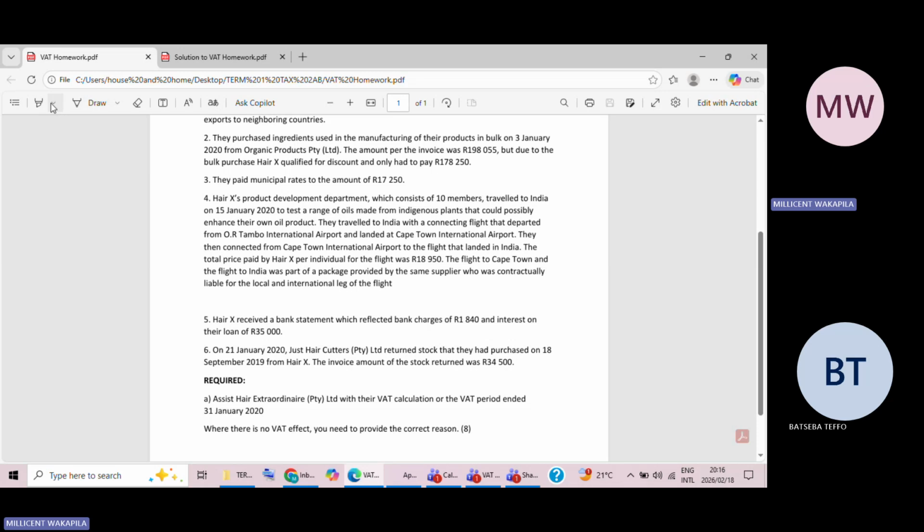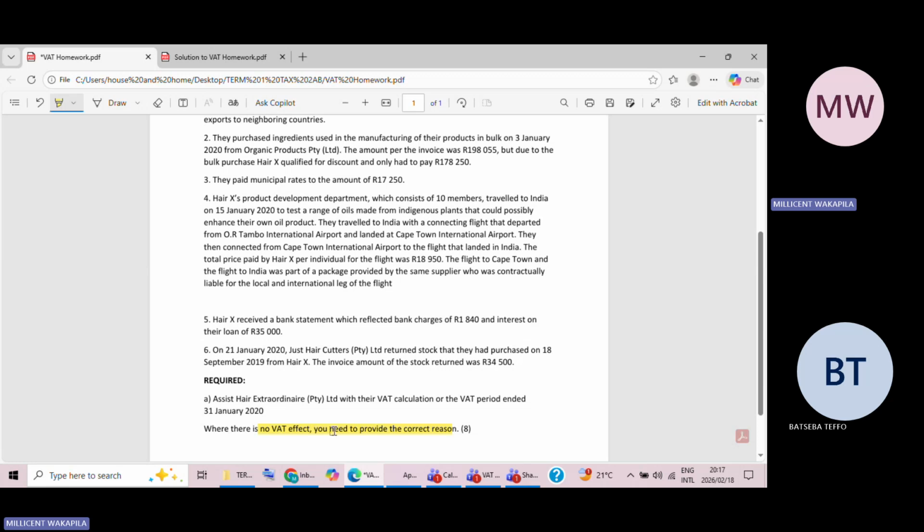So, guys, this is very important. I cannot say this enough: whenever there is no effect on VAT, you have to provide the correct reason why you think that there is no VAT. Even if they don't write this statement in an assessment, it's a common, unsaid rule where everybody just knows that even if they don't tell you to give a reason, you are supposed to give a reason.